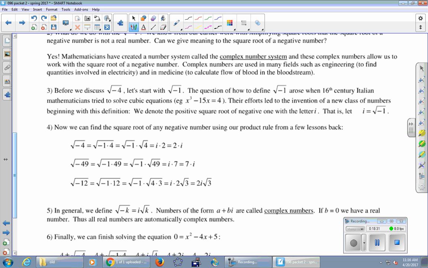Riley asked us about an x cubed equation earlier today. So way back when, they were trying to solve these kinds of equations. How many solutions were they looking for? 3 is right. Their efforts led to the invention of a new class of numbers, beginning with this definition. We denote the positive square root of negative 1 with the letter i, that is, i is the square root of negative 1. It is a brand new definition. If you see the square root of negative 1, you get to just replace it with the letter i. We haven't done anything magical. We have just redefined that symbol, the square root of negative 1, to be i.